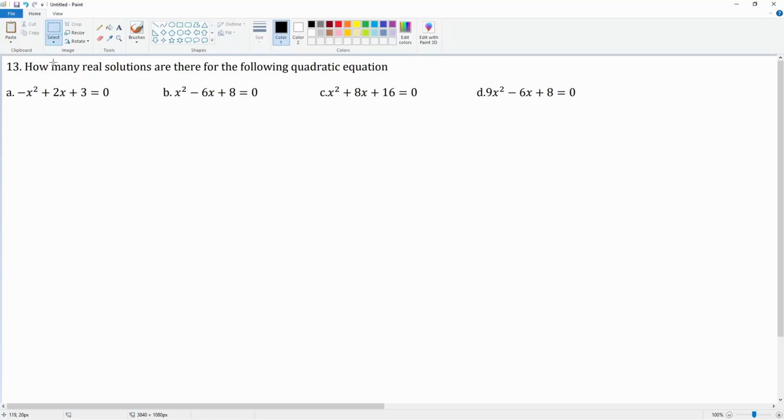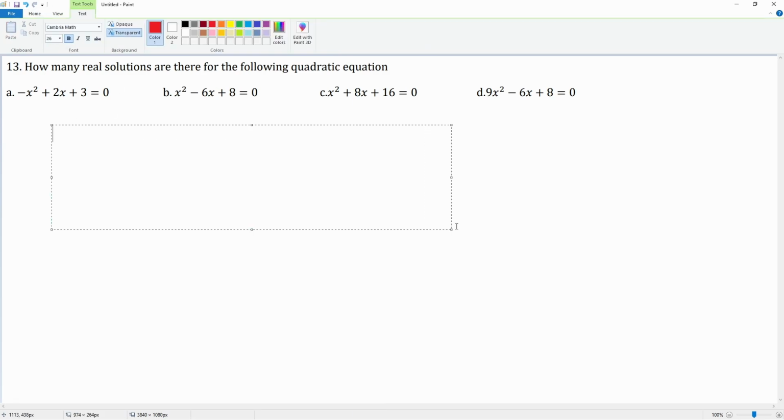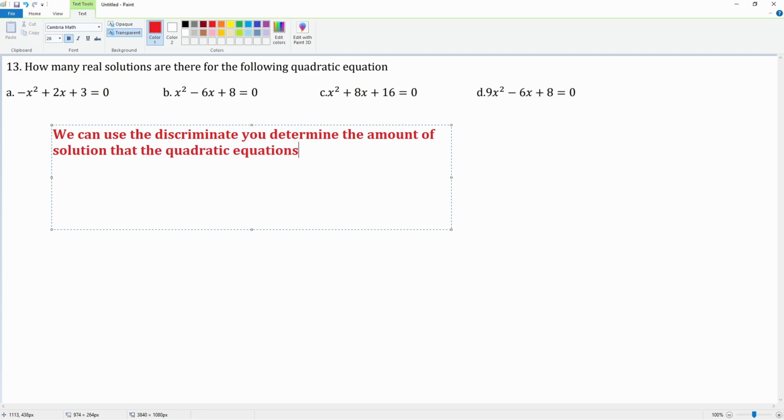Right, number 13. When it asks for how many solutions there are for the quadratic equation, it doesn't ask what the solutions are. It asks how many solutions there are. So we can use the discriminant to determine the number of solutions the quadratic equation has.